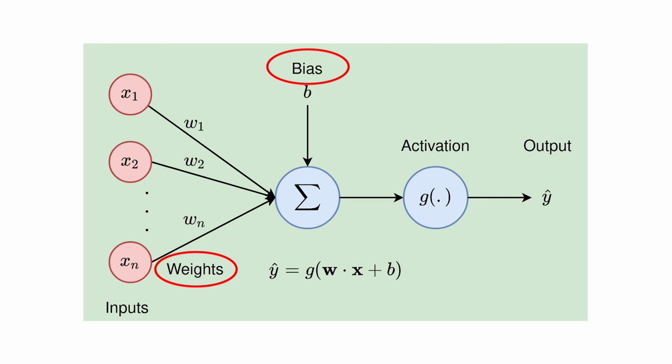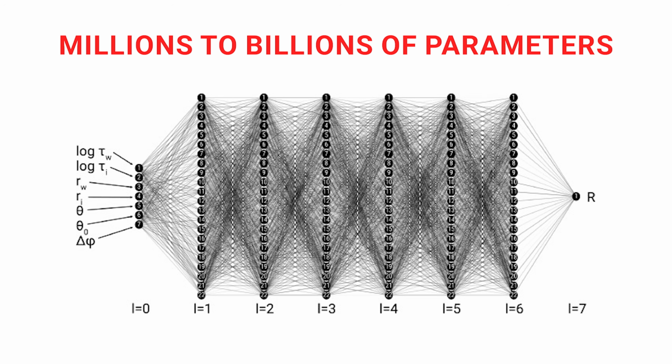While a typical linear regression might have just a few parameters, modern deep learning models can have millions or even billions of parameters, each being fine-tuned through the training process to capture patterns in the data.